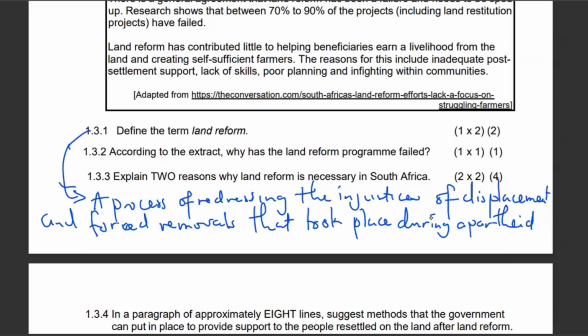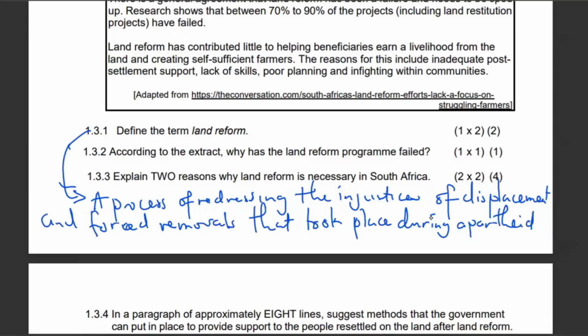So when we're talking of land reform, we're saying we are implementing measures to try and correct the injustices of the past. We are redressing the errors that happened in the past. What were the errors that happened in the past? We had issues of displacement of people. People were forcibly displaced from their areas because of apartheid practices. We had the creation of the homelands by the apartheid government, and they forcibly removed people from certain areas.